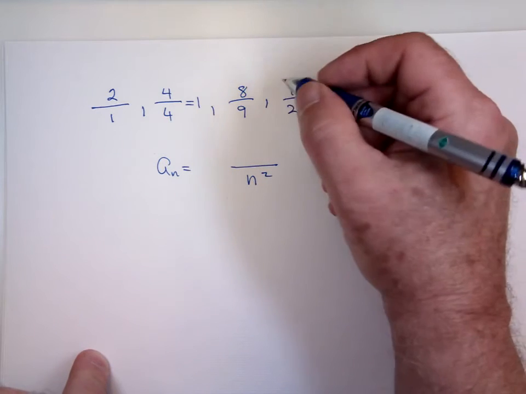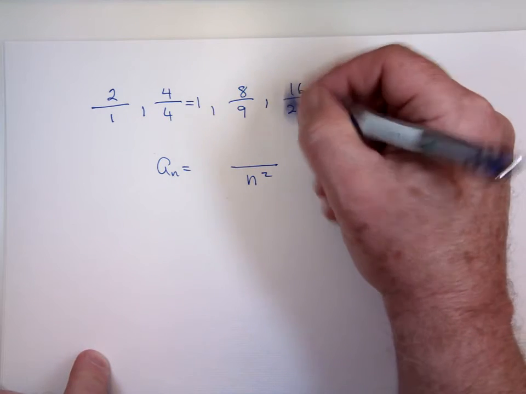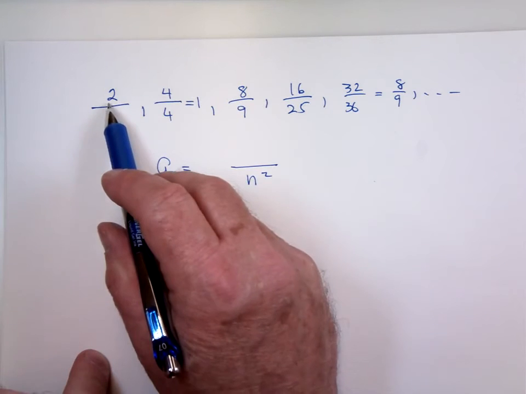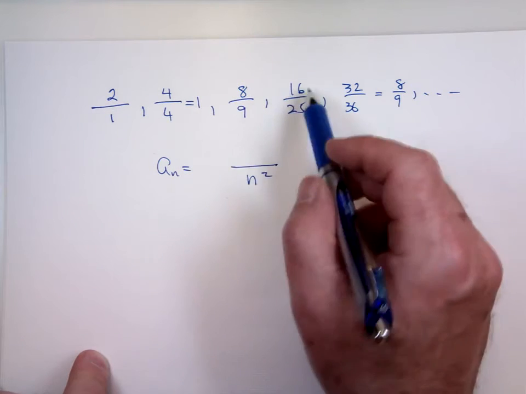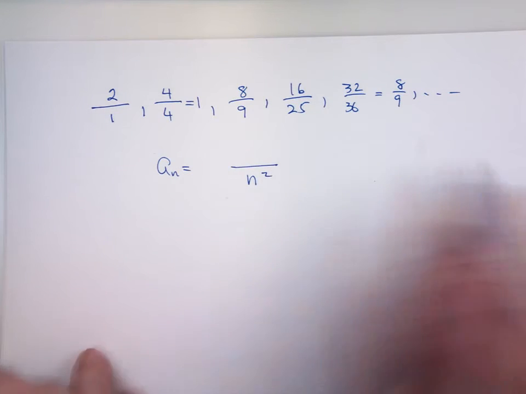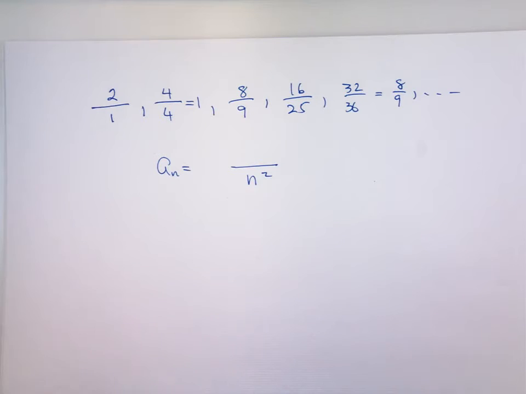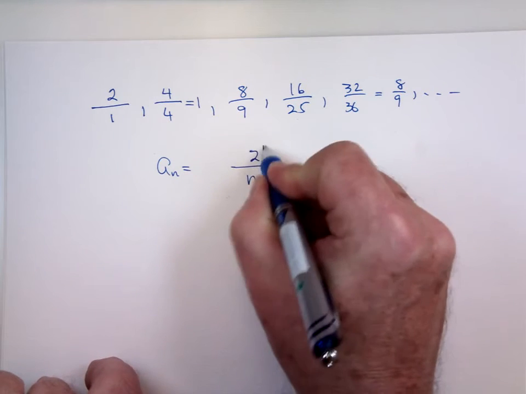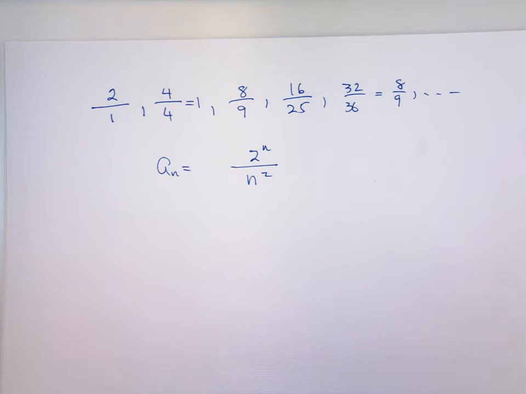This should have been 16 over 16. It was supposed to be n squared. What's the numerator? 2, 4, 8, 16, 32. What are those? Powers of 2. Yeah, that kind of a thing.